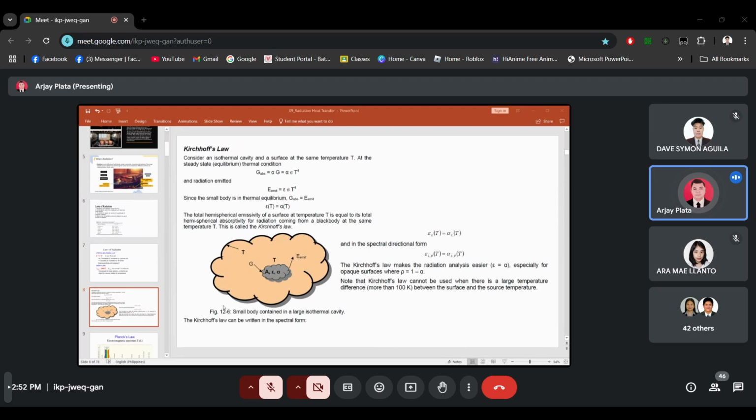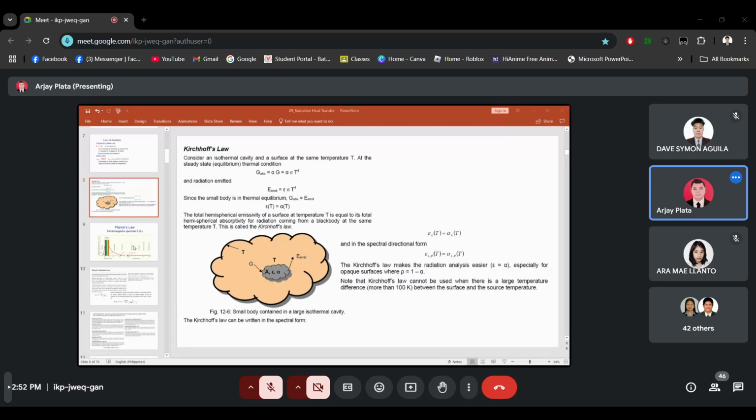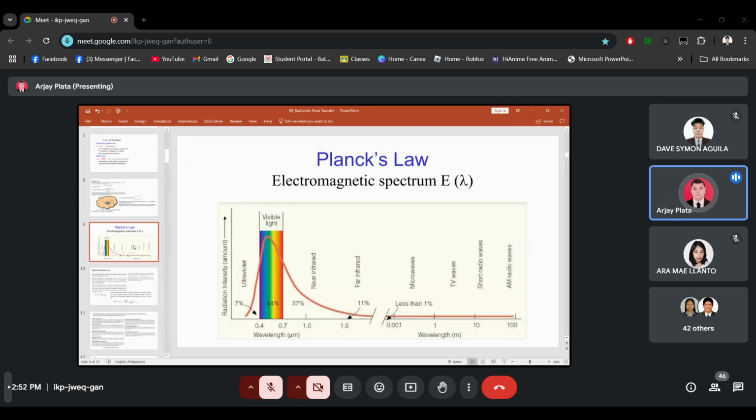Okay, so next one we have Planck's law. As you can see here, there are different types of waves. We have near infrared, far infrared, microwaves, TVs, short radio waves, and AM radio waves. All of these waves are not visible to your eye, except for the wavelength from 0.4 to 0.7, which is visible light. So only this spectrum is visible to our eyes.